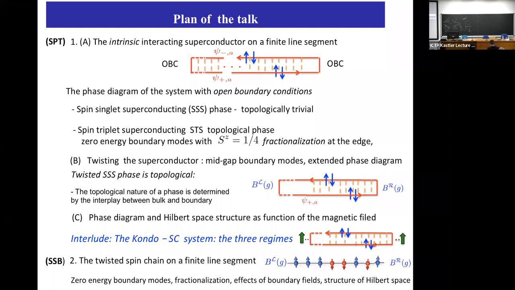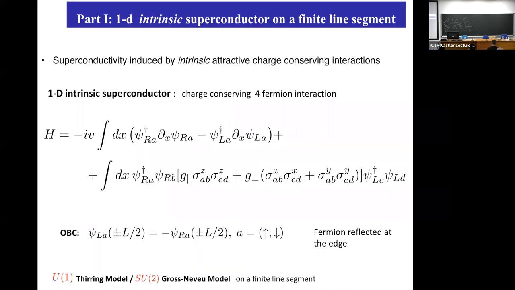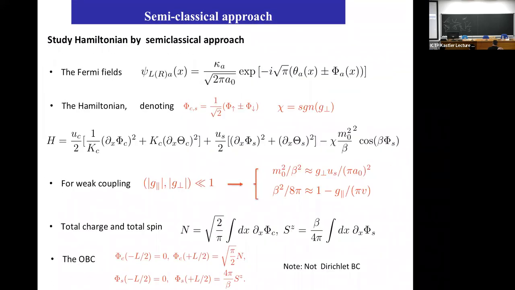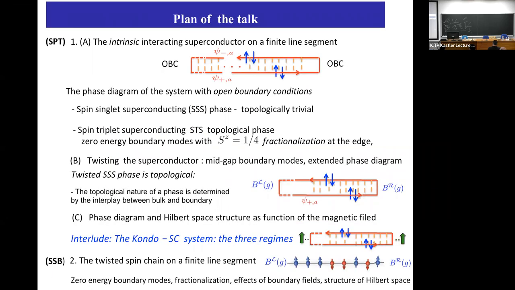Then I'll show that in the absence of an external field, and then I'll apply an external magnetic field at the edges. And I will show that even if I take a topologically trivial phase, when I apply an external field, I can turn it into a topological phase. So in other words, the topological nature of a phase is determined by the interplay between bulk and boundary. It's not a pure bulk property.